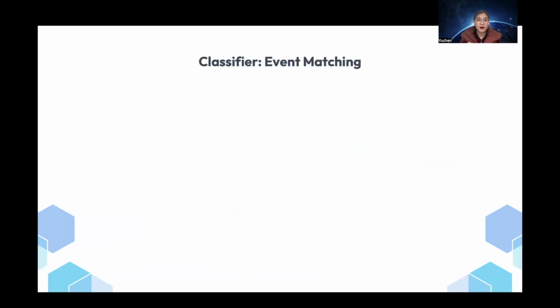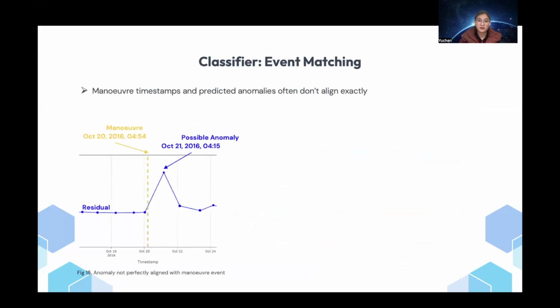But to evaluate how well our anomaly predictions align with true maneuvers, we face a common challenge. Maneuver logs often don't align exactly with predicted anomalies. For example, in the left figure, the maneuver was recorded on October 20th of 2016, but the anomaly appears in the data on the 21st, nearly a full day later.